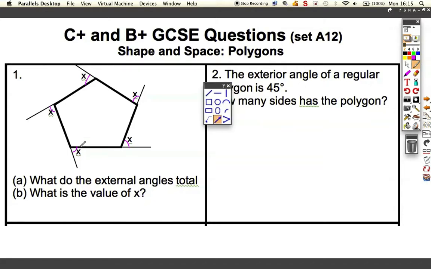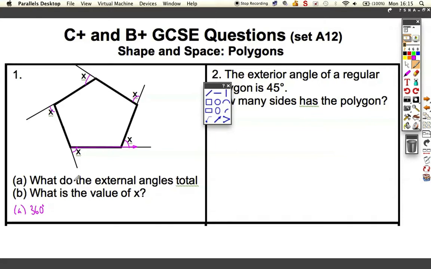walking along the edge of the shape here, if you walked along here in this direction, and then walked too far and you had to turn to get along this side here, you'd have to turn through x once, twice, three, four, five times. So the external angles always add up to 360 degrees.